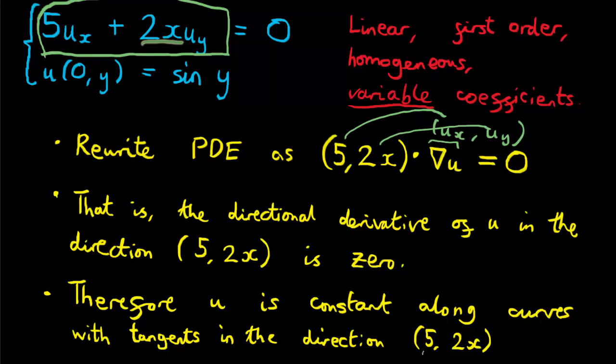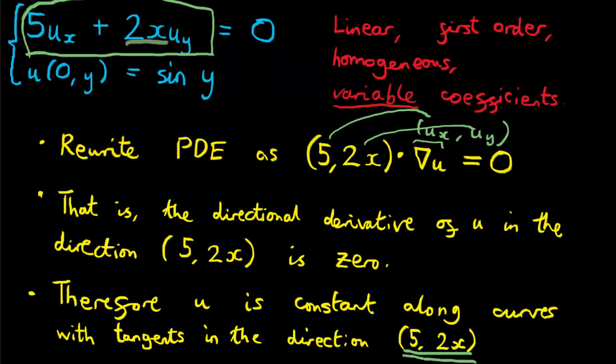So there's a difference here from the constant coefficient case because this is now a variable direction, it depends on x, and therefore our characteristic curves aren't going to be straight lines, but they are actually going to be curves. So this is a difference in the method. Okay, so we've said that u is constant along those curves that have got tangents in the direction (5, 2x). So we're defining some curves by their tangents, in other words the slopes at their points, and that varies depending where we are. So that sounds like a nice calculus problem.